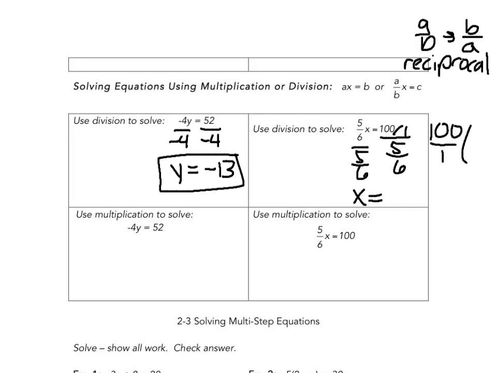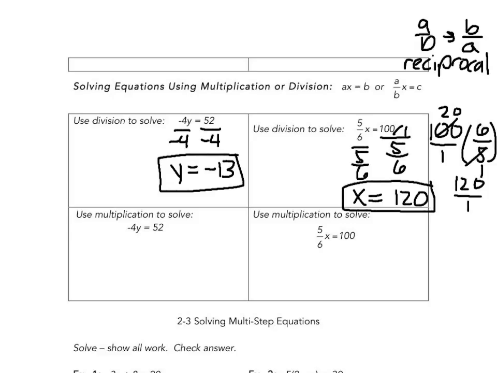So then 6 over 5. Now, doing a little reducing, 100 divided by 5 is actually 20 over 1, so multiplying across gives me 120 over 1, which is the same thing as 120.